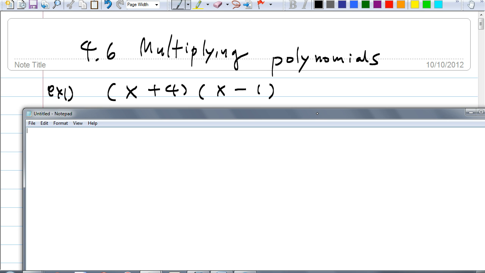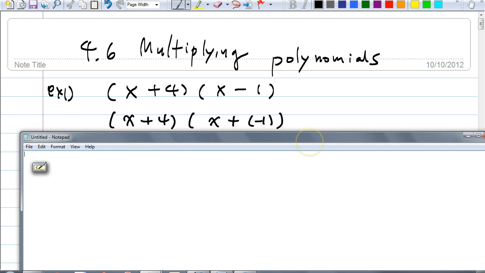If I want to multiply these two binomials together, first of all, do you think it's a good idea to change everything to addition? Yes, it is, because that's how you eliminate some of these silly mistakes that we make. And next, we need to multiply these together. Last time, when we multiplied a monomial times a binomial, we distributed it, right?